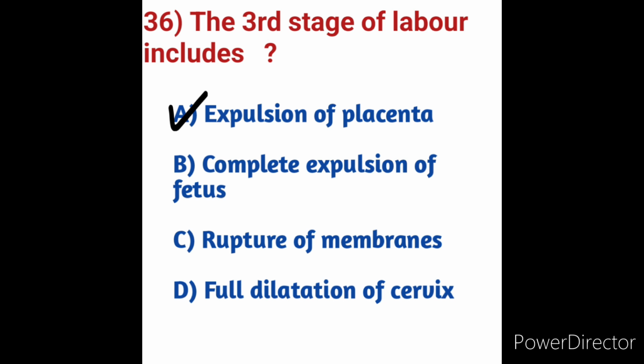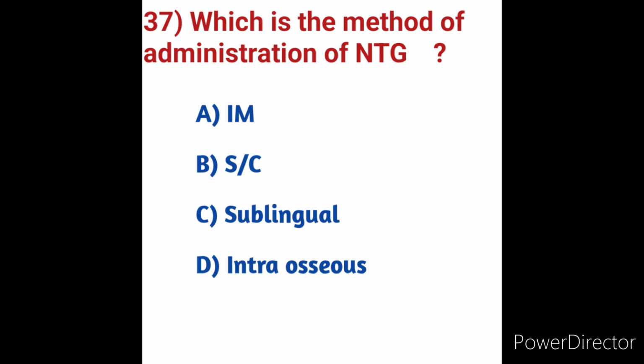Next we will move on to question number 37. Which is the method of administration of NTG? Here the drug name is NTG. Administration means drug only, friends. Here, by which method can we administer NTG? NTG means nitroglycerin. We will see here options. Option A, intramuscular.